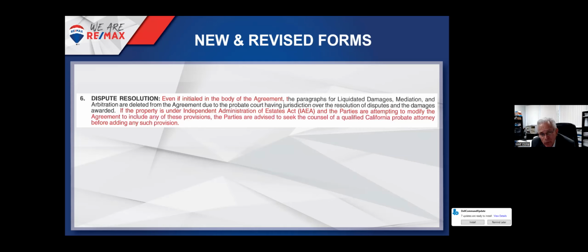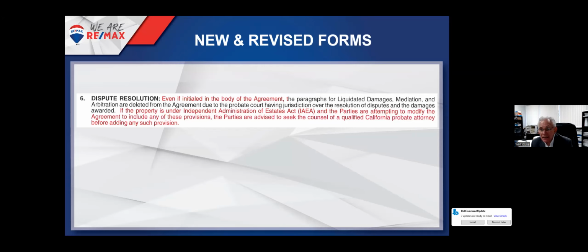Now the question is, what if it's under probate law? It is sort of under the guidance of the court, but the Independent Administration of Estates Act, the IAEA, basically is not an avoiding of probate, but an avoidance of most of the administrative processes of probate, and therefore it's cheaper. So if the sale is being administered under the IAEA, the question is, can a liquidated damages clause be in play? Because there isn't a court overseeing it directly. And that's subject to interpretation.